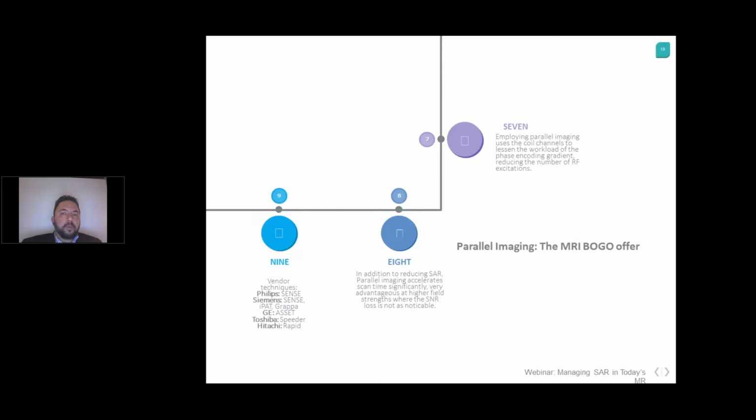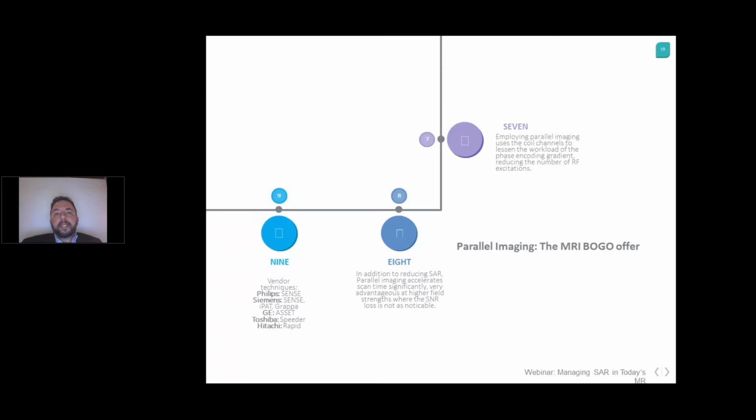By employing parallel imaging, we're using the coil channels to lessen the workload of the phase encoding gradient. This will in turn reduce the number of RF excitations. In addition to reducing SAR, this will accelerate scan time significantly. Very advantageous, especially at higher field strengths, 3T or so, where the signal loss is not as noticeable.